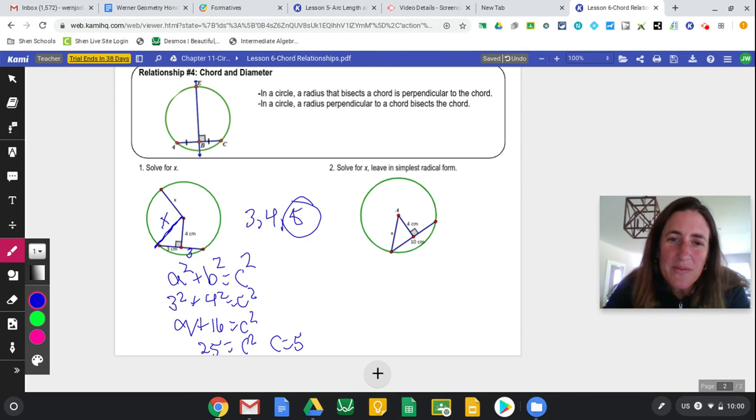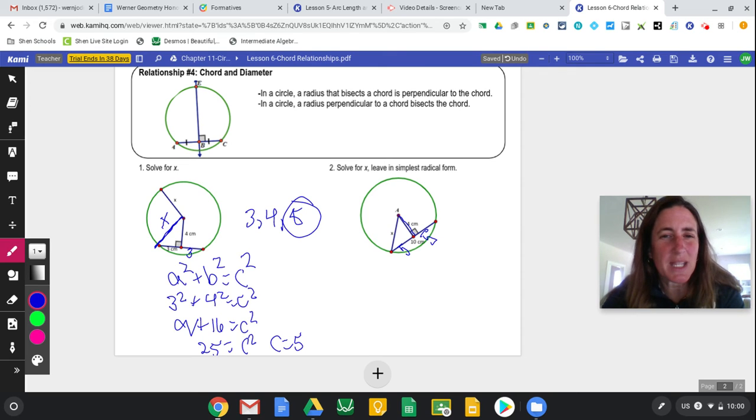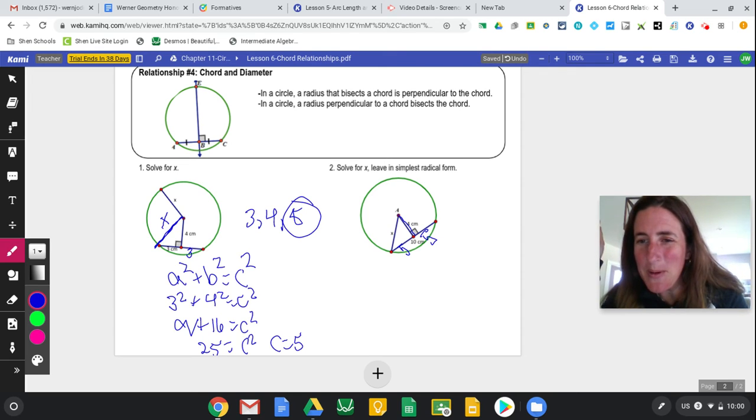Let's look over here. Now this guy is 4, and the whole thing is 10. So this guy's 5, and this guy's 5. Does that mean this is 3? No, no, no, because that's the hypotenuse. It can't be shorter than the side. That's 5.